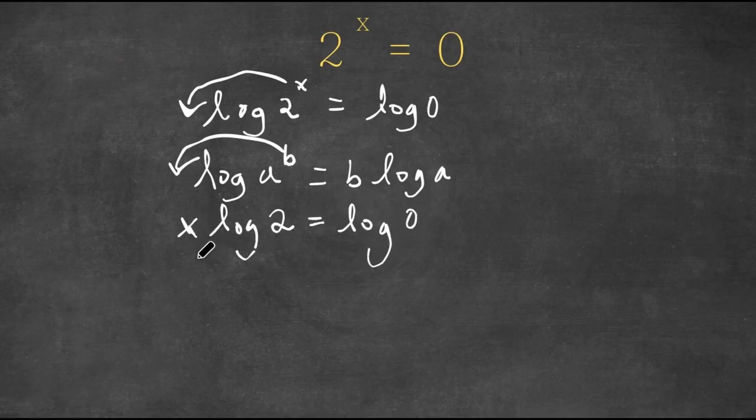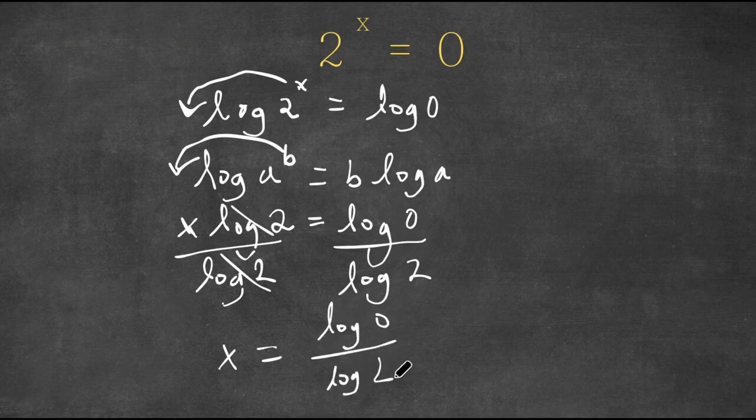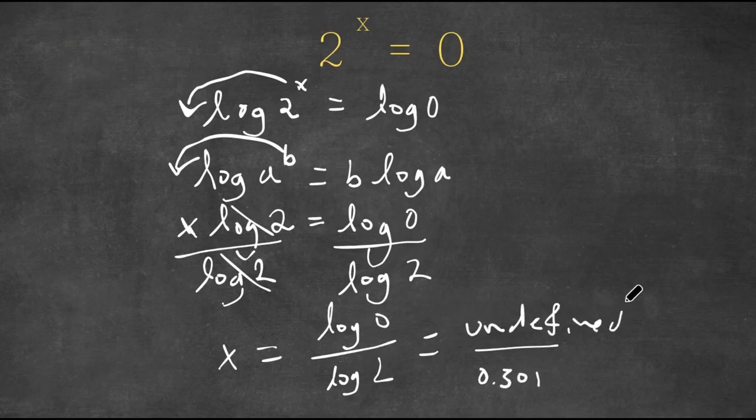Now we want to isolate x, obviously, so I'm going to divide both sides by log 2. So then these two cancel out, and I would have x is equal to log 0 over log 2. However, log 0 over log 2, this is equal to, first off, log 2 is equal to 0.301. However, log 0, this is actually undefined.